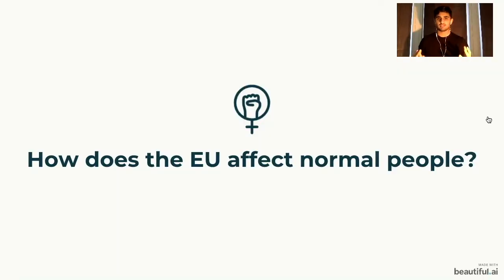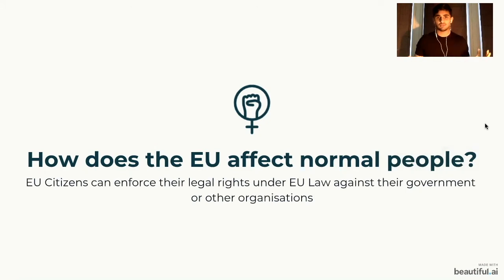So finally, we're going to ask the question about how the EU actually affects normal people. Well, you've just seen those three principles, and really that's how it affects normal people. EU citizens are able to enforce their legal rights under EU law against their government and other organizations, and it also affects them in terms of giving up some of their sovereignty in their country for the EU to make laws for them, and in return get economic and political benefits, which is not always the case, and which can lead to a bit of resentment.